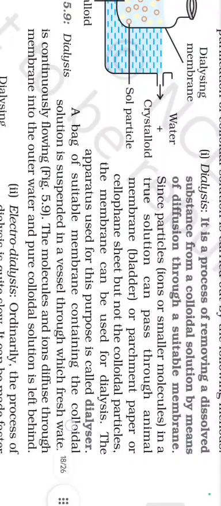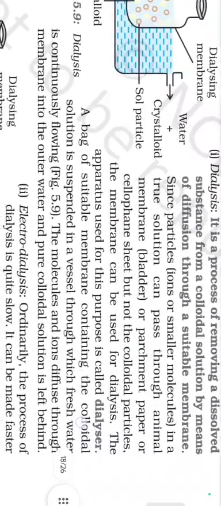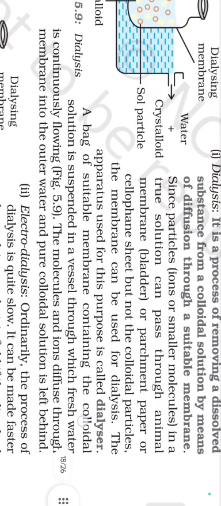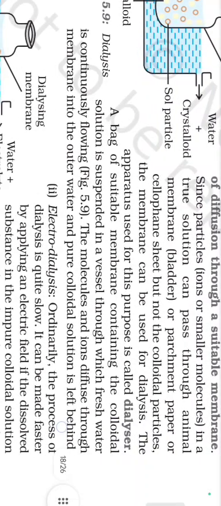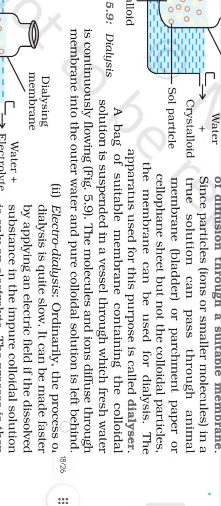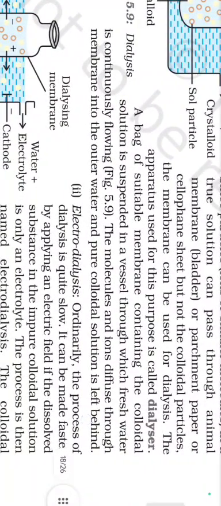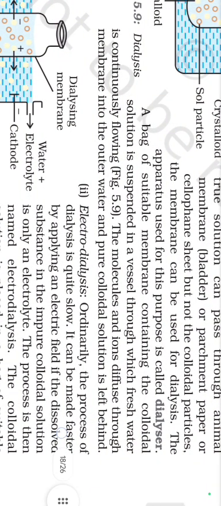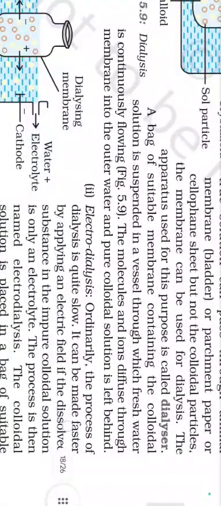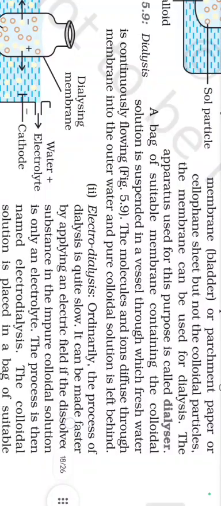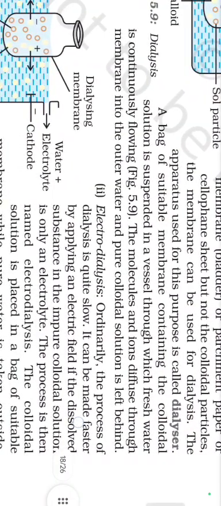First, dialysis. It is a process of removing a dissolved substance from colloidal solution by means of diffusion through a suitable membrane. Since ions or smaller molecules in a true solution can pass through animal membrane, bladder, parchment paper or cellophane sheet but not the colloidal particles, such a membrane can be used for dialysis. The apparatus used for this purpose is called dialyzer.